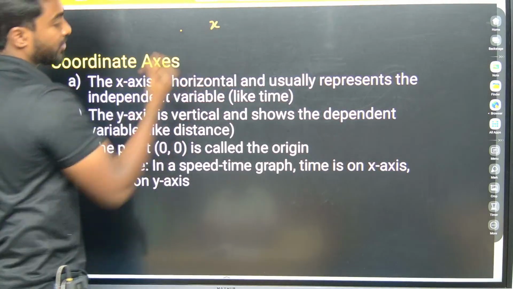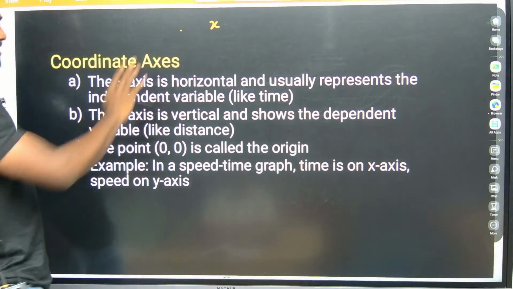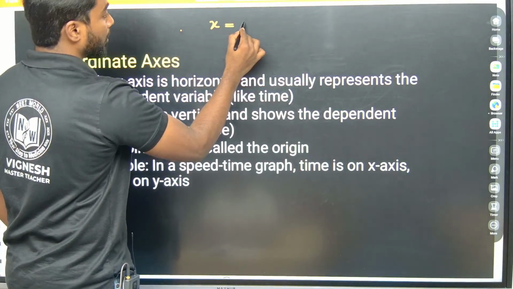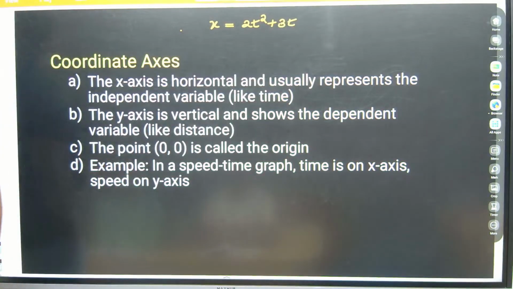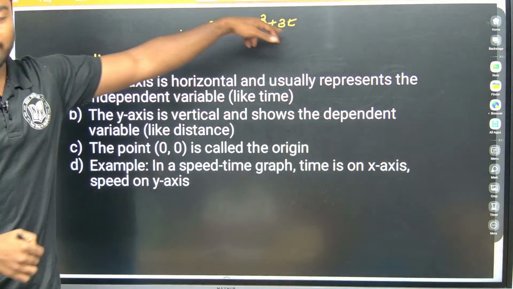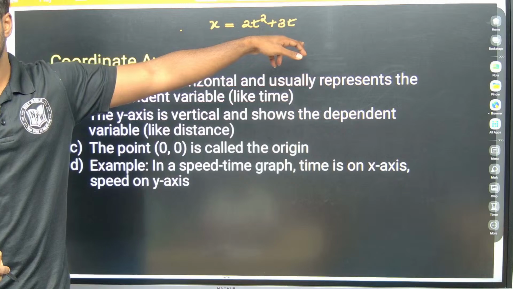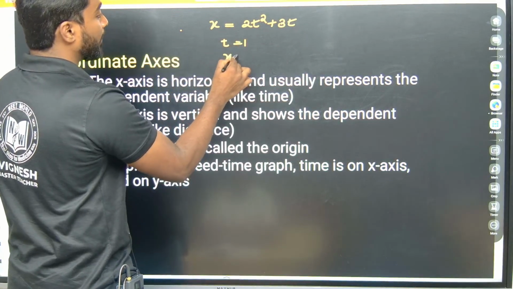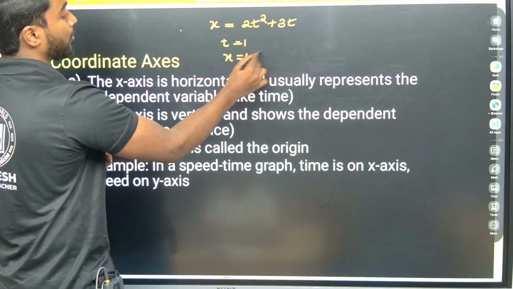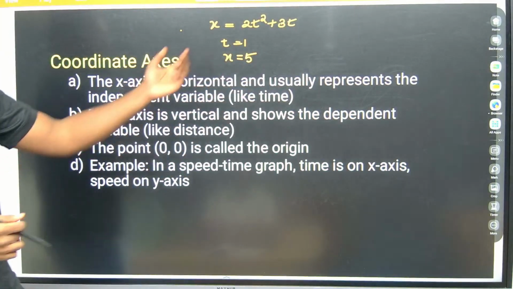X is position or distance. Distance is x equals 2t squared plus 3t, right? No, x depends upon the time. Yes or no? If I substitute time t equals 1, x will be 2 plus 3, which is 5, right? No, x depends upon the time.